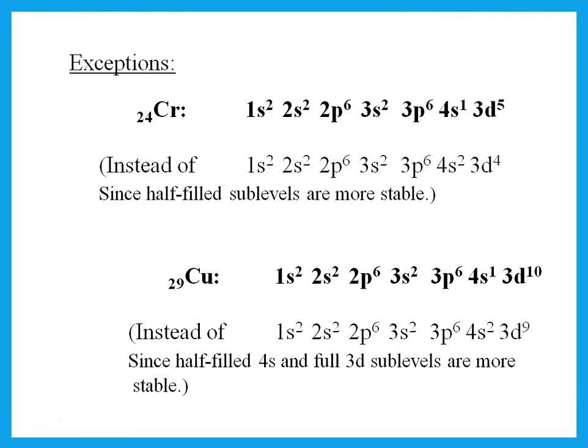The other exception, of course, is copper. Copper has 29 electrons. So when I distribute them, 1s2, 2s2, 2p6, 3s2, 3p6, I'm supposed to put 4s2, 3d9. But that's not what we do. Because in that case, the 3d just needs one more electron to be completely filled. So I remove 1 from the 4s, put it into the 3d. So what we actually do is 4s1, 3d10. In that case, the 4s is half filled and the 3d is completely filled. So this is more stable.